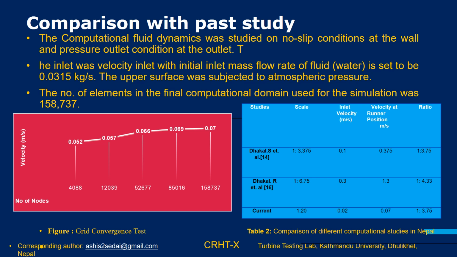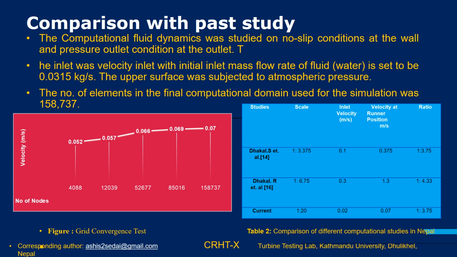Moving on to the comparison with past studies, we can see that in 2014, Sagar Dhakal performed a computational study at a scale of 1 to 3.375, and he observed an inlet velocity of 0.1 and a velocity at the runner position of 0.375, and the ratio comes out to be 1 to 3.375.